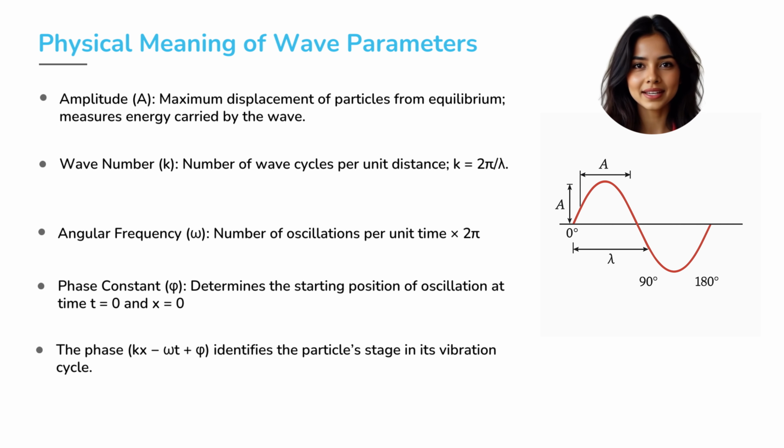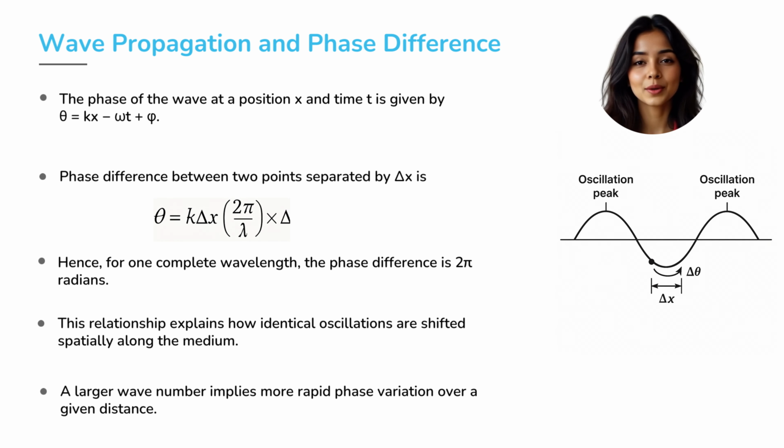And the magic term, kx - ωt + φ, is the phase, the dancer's exact step in the choreography at that moment. So, let's talk about what happens between two particles in the wave, say, one at position x1 and the other at x2. The phase at any point is θ = kx - ωt + φ. So, the phase difference between the 2 points is Δθ = kΔx, or in simple words, 2π divided by λ times the distance between them.